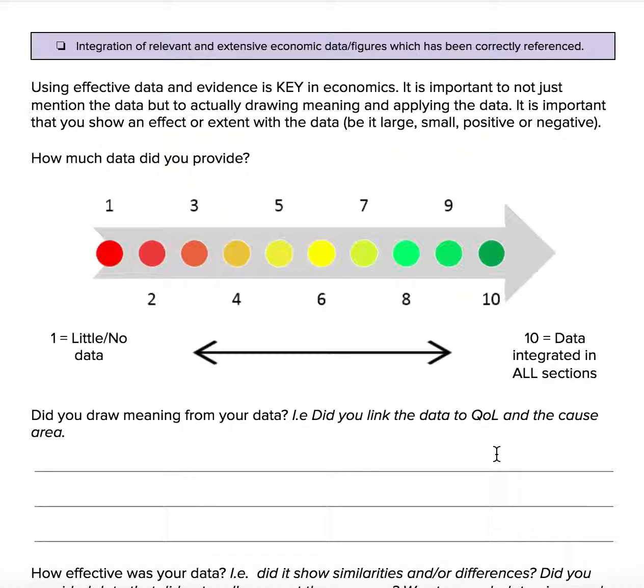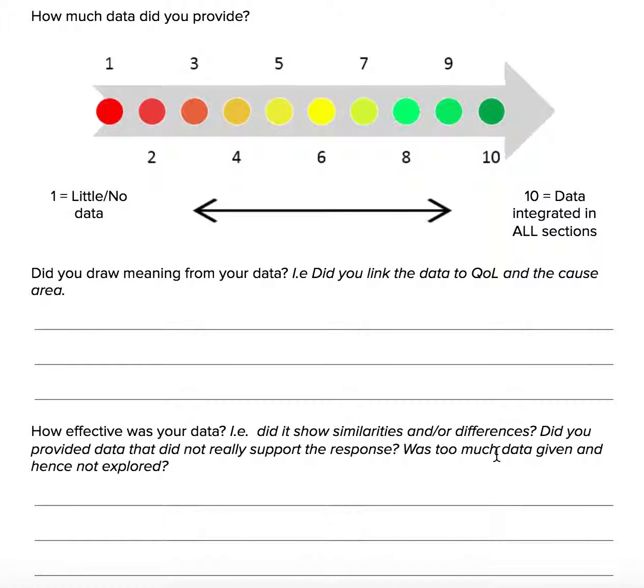The first thing I want you to think about is how much data did you provide? Choose a number there. 10, data was integrated in all sections. 1, I didn't really have much at all. So think about where you think you sit along that scale.